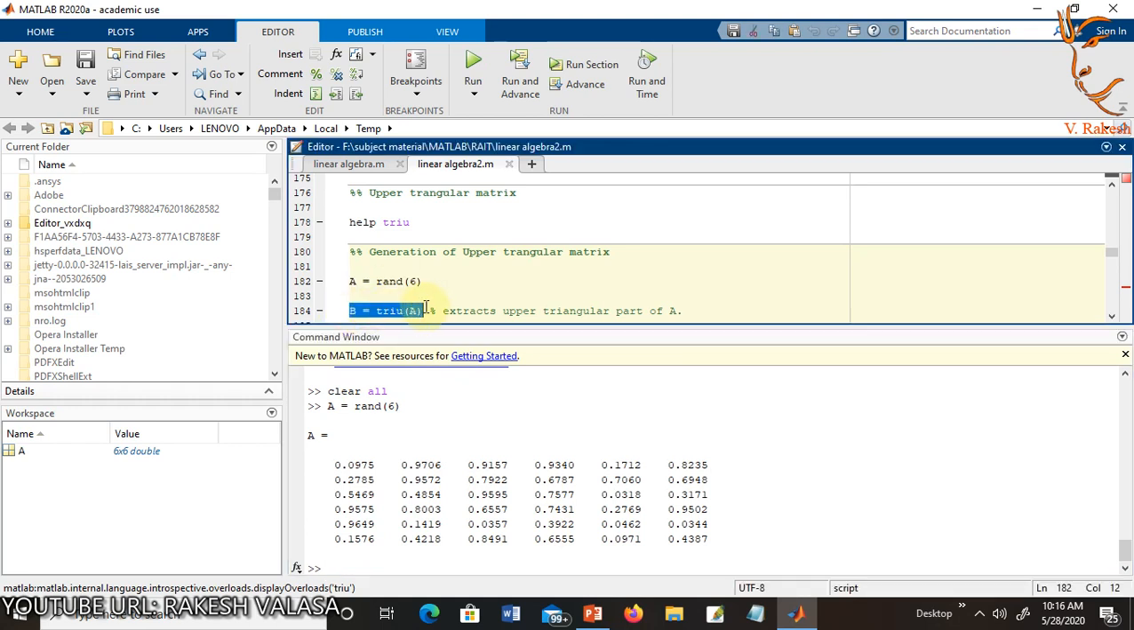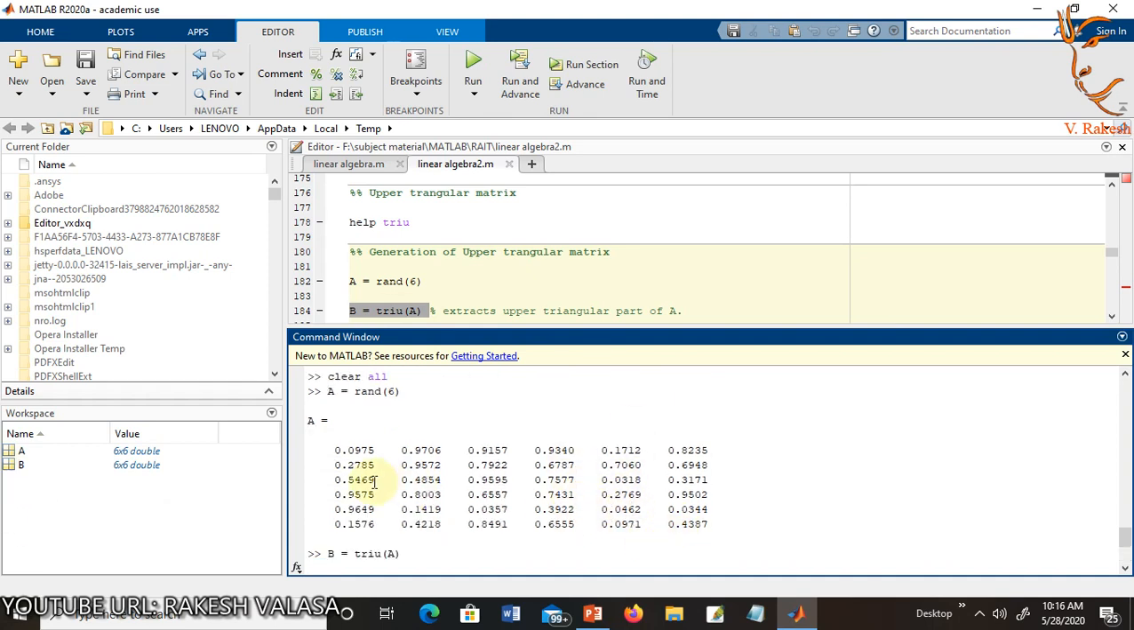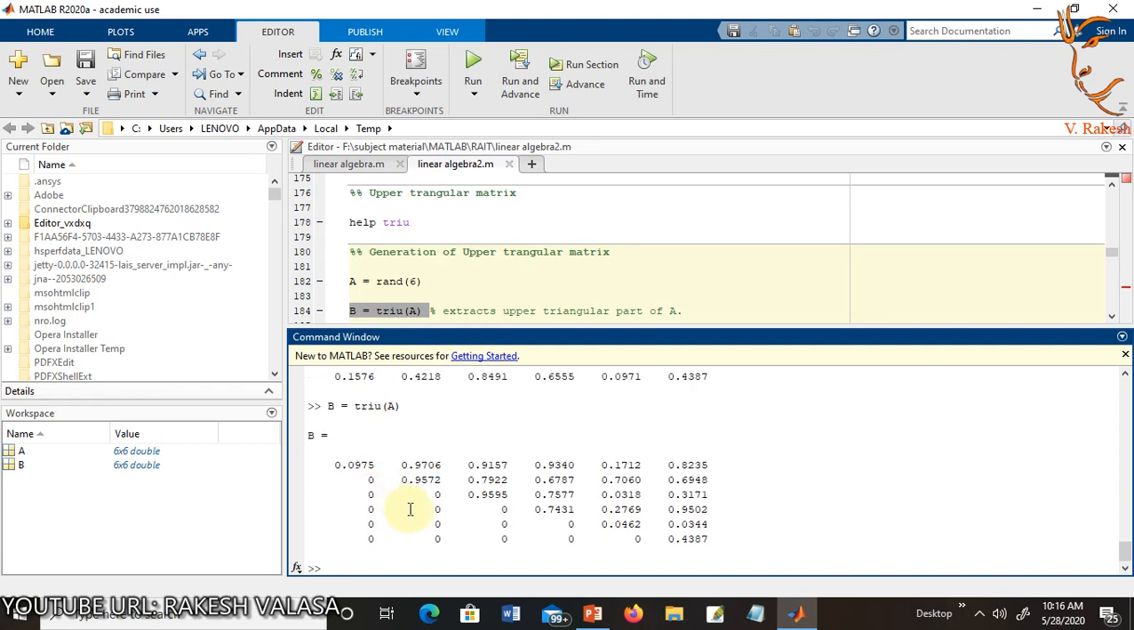Now write the syntax to extract the upper triangle part of A. B equal to triu of A. See this answer. It extracts the upper triangle part of A. Below the main diagonal part, all elements are zeros.